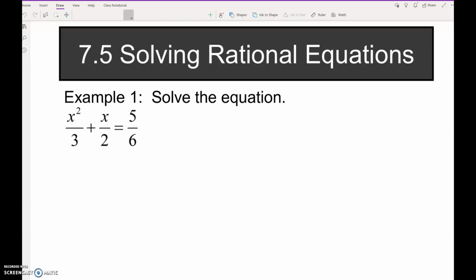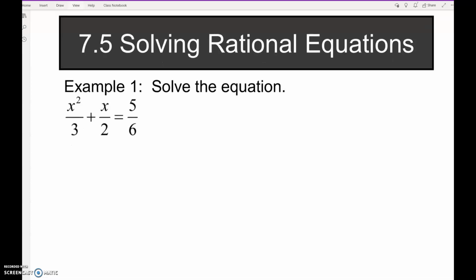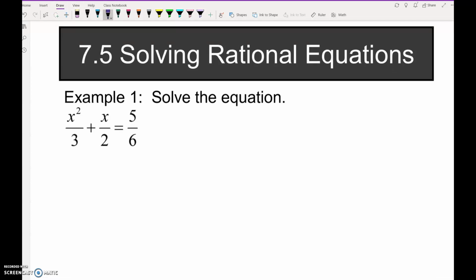Think about 2, 3, and 6. What number should we kind of aim for? 6. We can make 3 turn into 6. We can make 2 turn into 6. So first I'm going to space this out a little bit because I don't like how close this is written.